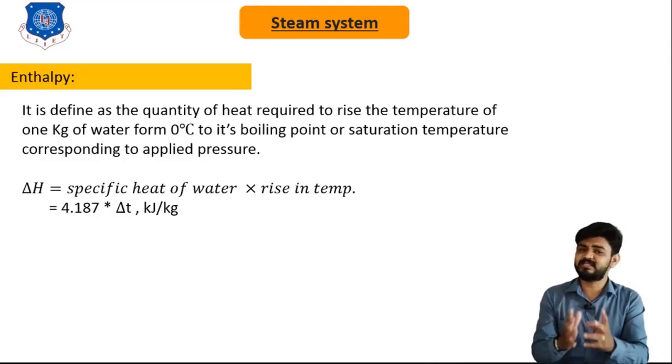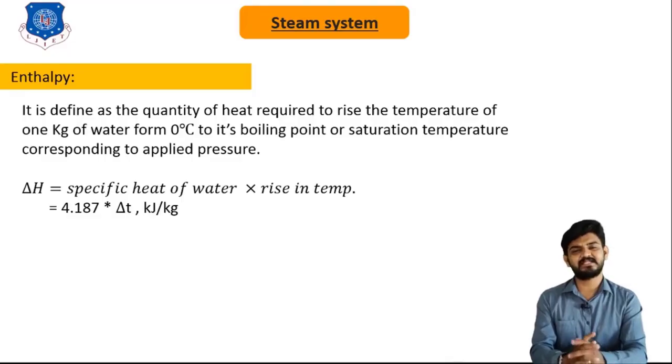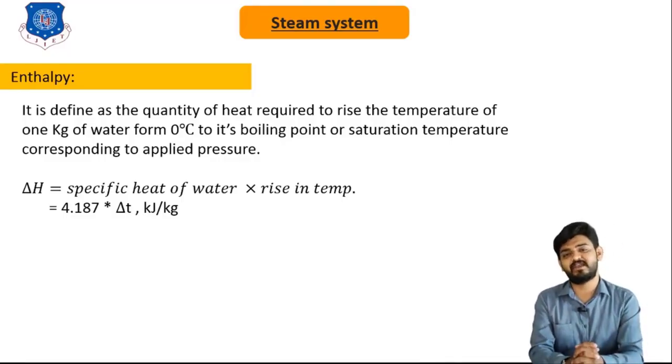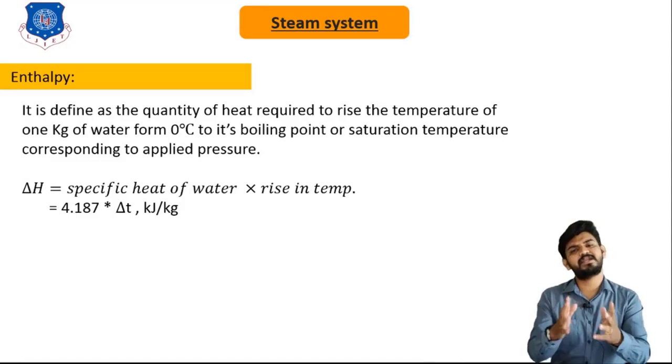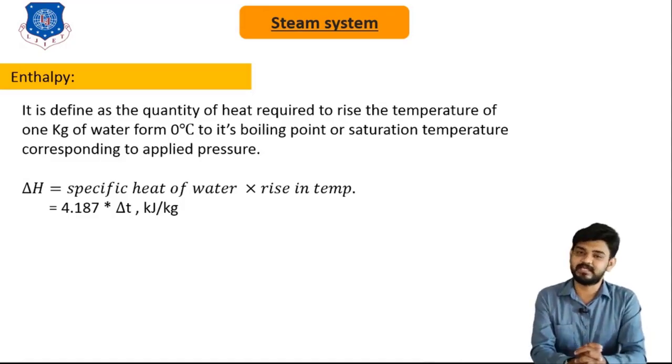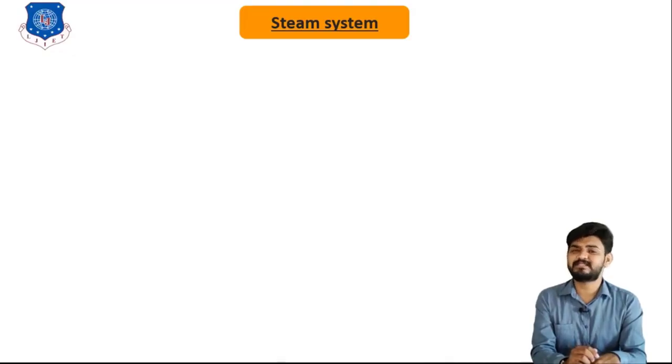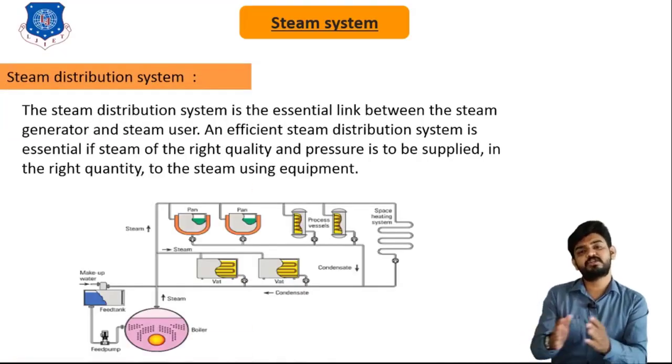Well, we can find this enthalpy as delta H is equal to specific heat into the change in temperature or rise in temperature, which is again equal to 4.187 into delta T. Its unit is kilojoule per kg. So this was all about the properties of steam, and now let's see what the steam distribution system is.